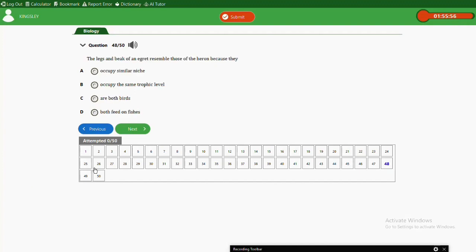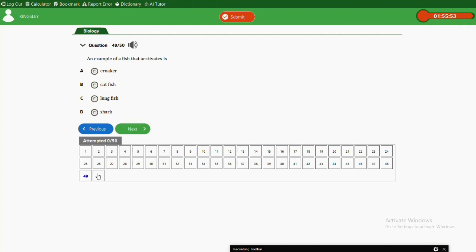So guys, question number 48 says, the legs and beak of an egret resemble those of the heron because they A, occupy similar niche, B, occupy the same trophic level, C, are both birds, D, both feed on fishes. So A is the correct option here. They occupy similar niche.